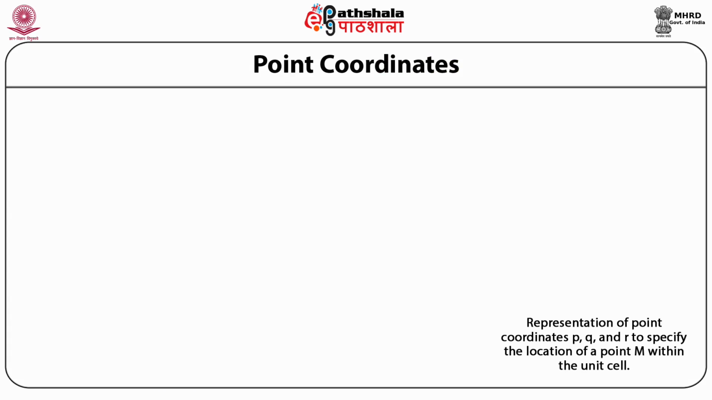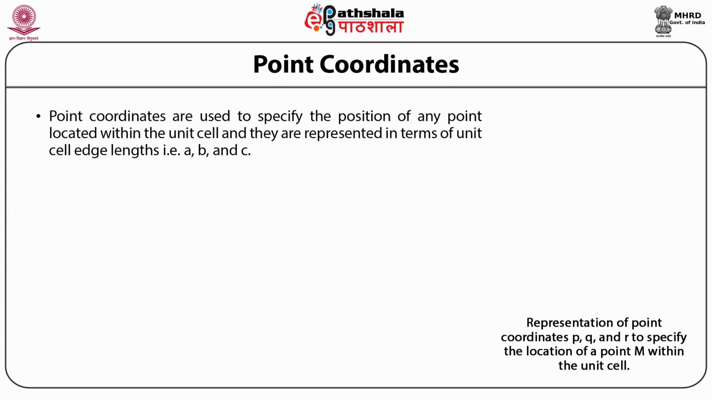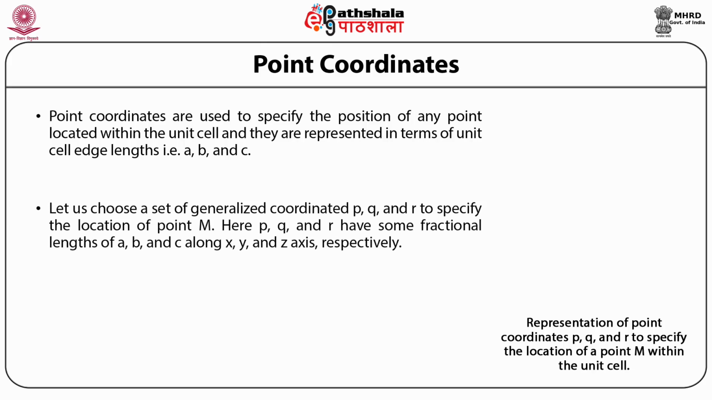Point coordinates. Point coordinates are used to specify the position of any point located within the unit cell, and they are represented in terms of unit cell edge lengths, that is a, b, and c. Let us consider a point M within the unit cell shown in the figure below. Let us choose a set of generalized coordinates p, q, and r to specify the location of point M.